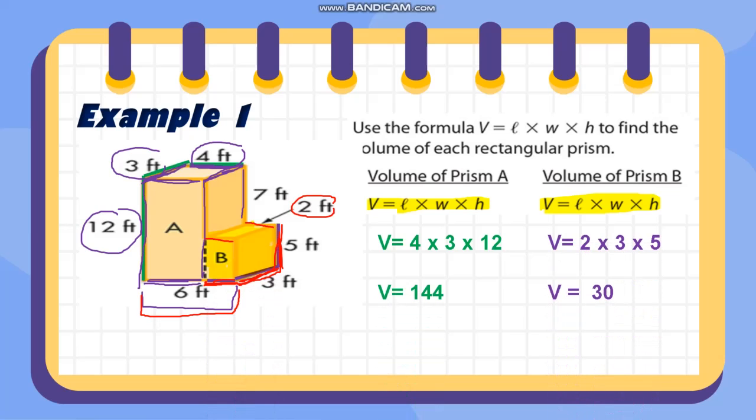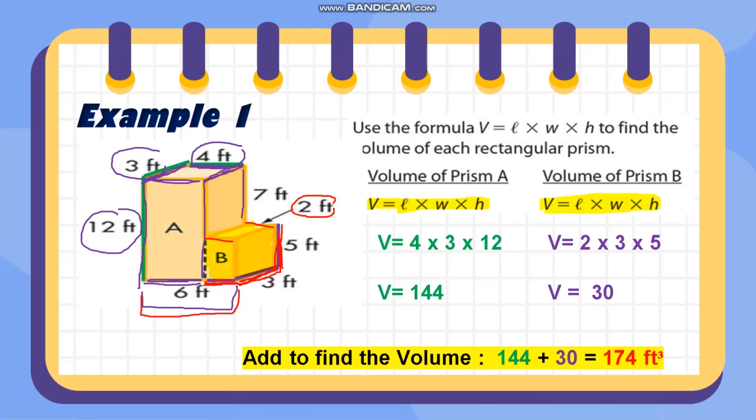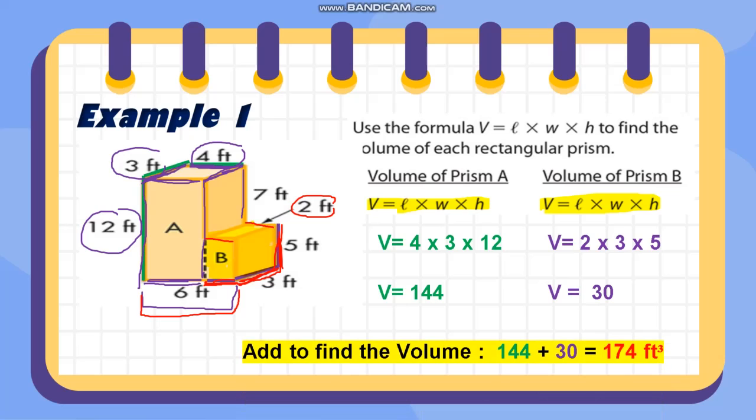So how do we find the volume of these two? The combined volume is equivalent to 174 cubic feet. So we just simply add the total volume of each prism.